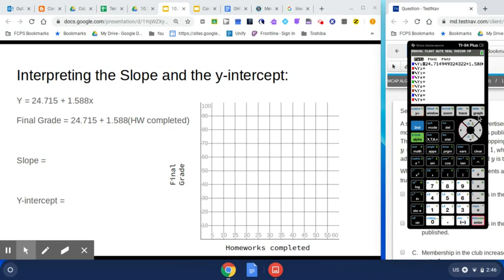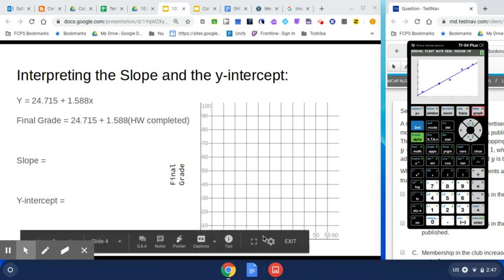Okay. So what we're going to have to do is interpret these numbers. Looking at my equation, I see y equals 24.715 plus 1.588x. But if I think about what y and x are representing in terms of this scenario, y is representing the final grade, and x is representing the number of homeworks completed.